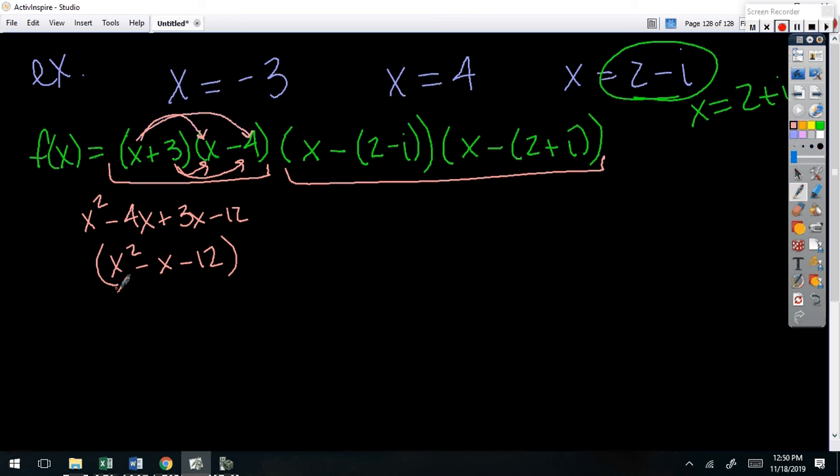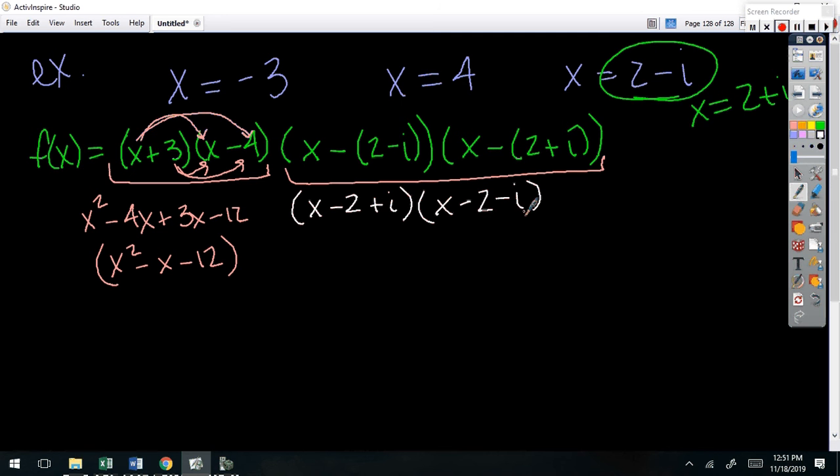Everybody okay? All right. Now what I'm going to do, before I start distributing and multiplying, I'm going to clean these up a little bit. I'm going to make this x minus 2 plus i, right? Because this is a negative for both of them. And then x minus 2 minus i. So I'm going to get rid of those parentheses.